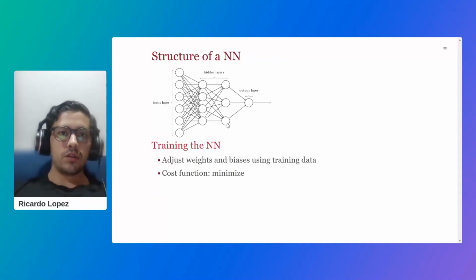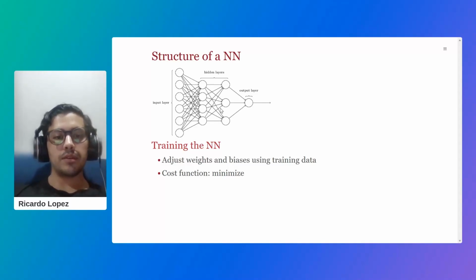The structure of a neural network normally is that you have an input layer and hidden layers, which are layers in between, and the number and the architecture of these hidden layers depends on the problem you're trying to solve. And in the end, you will have an output layer that is related to the output that you would want.